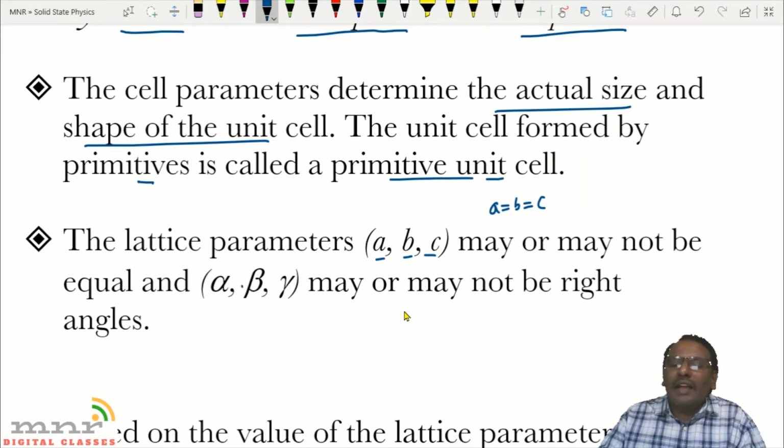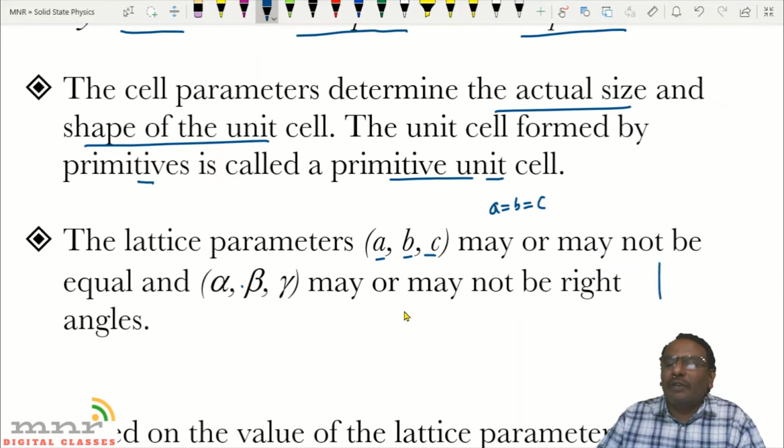For other types of crystals, they may be equal or may not be equal. Similarly, the angles alpha, beta, gamma may not be exactly right angles. They may be at right angles to each other, or they may be inclined at different angles. That depends on the type of the crystal. This is very, very important.